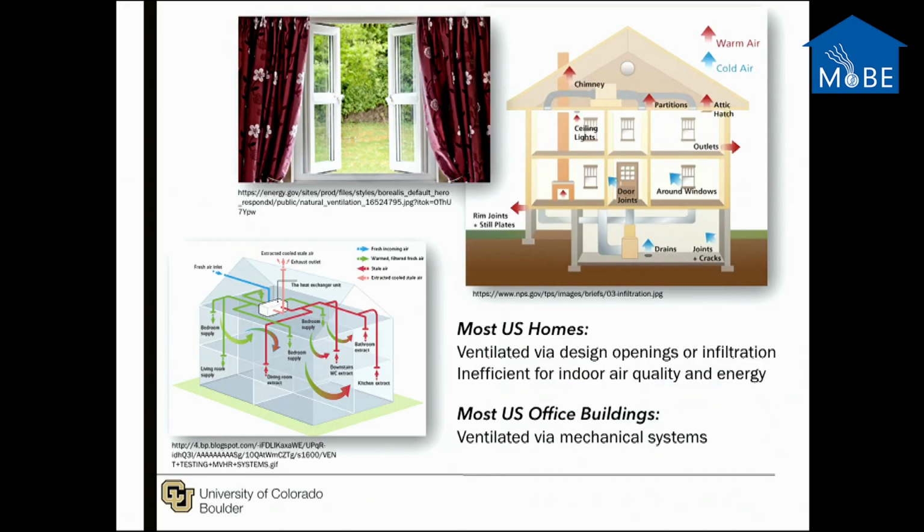How do we usually ventilate buildings? Well, we bring in air through natural ventilation. That's typically used in houses. It's a very inefficient way to ventilate a building. We also do it through infiltration. This is also a way to ventilate a US home, and this is also incredibly inefficient. And then for office buildings and other facilities, we'll do mechanical ventilation, which can be very energy intensive.